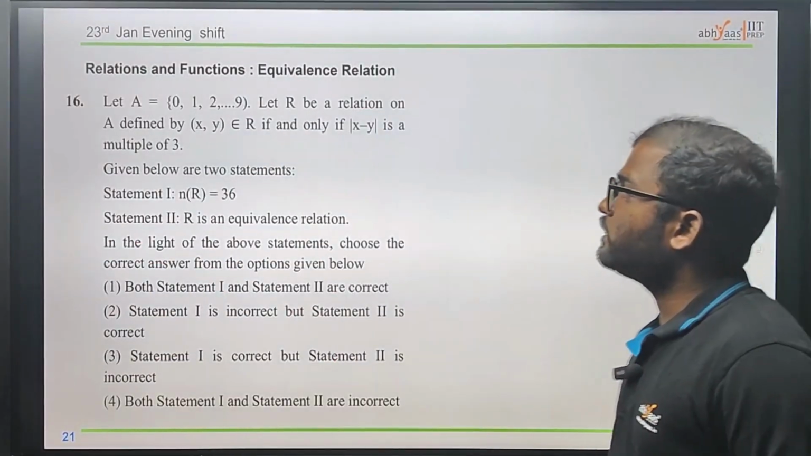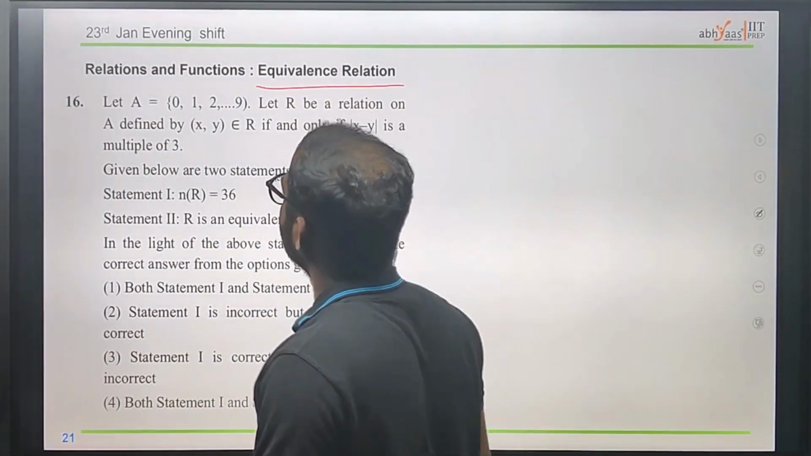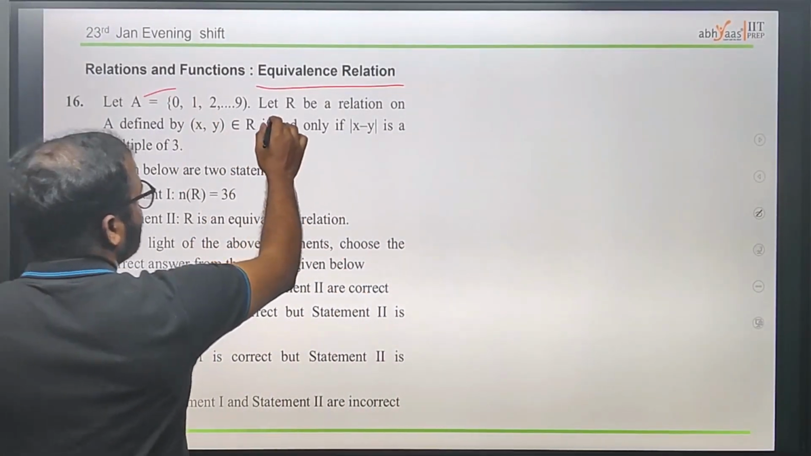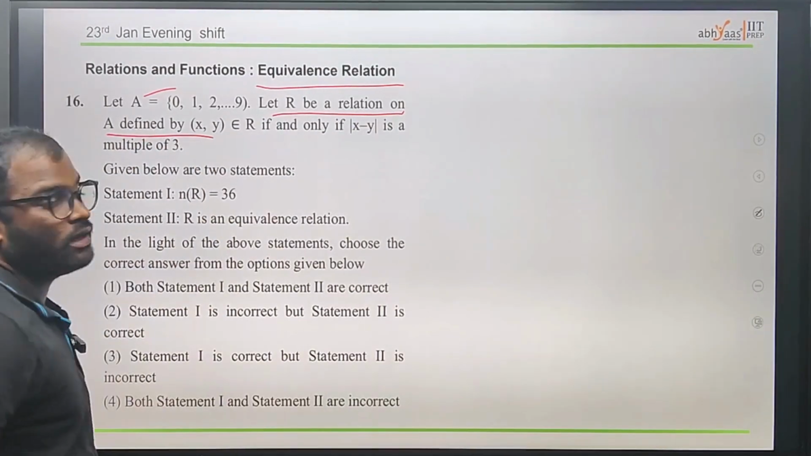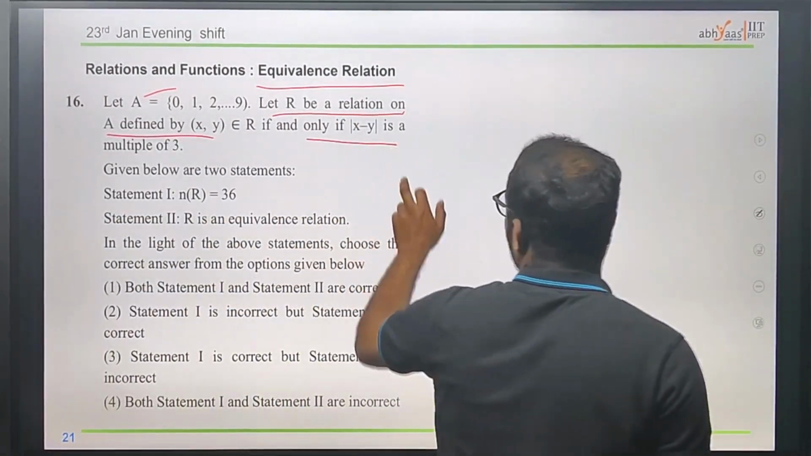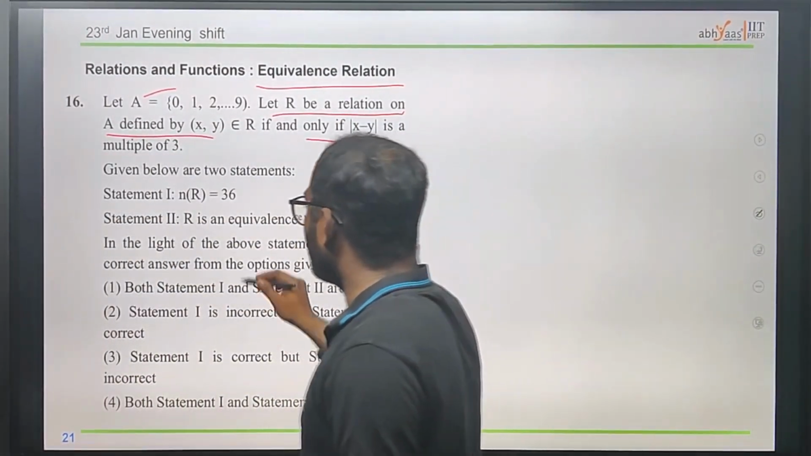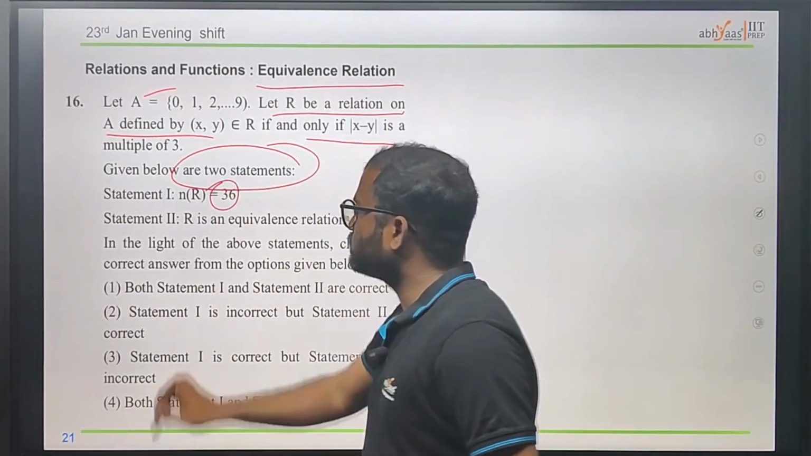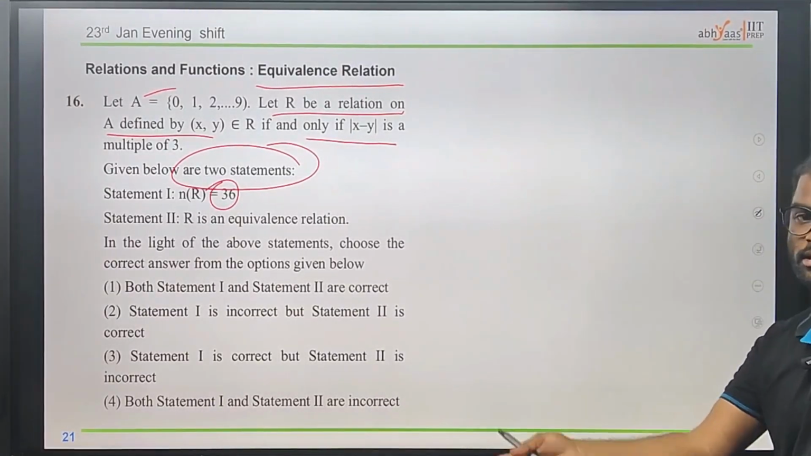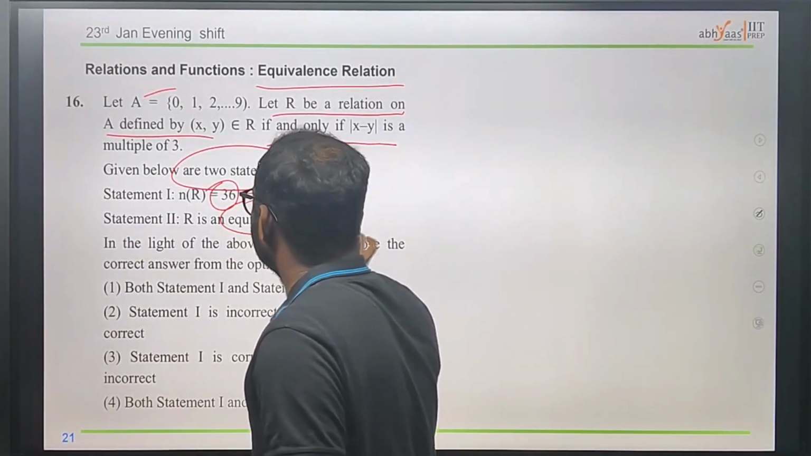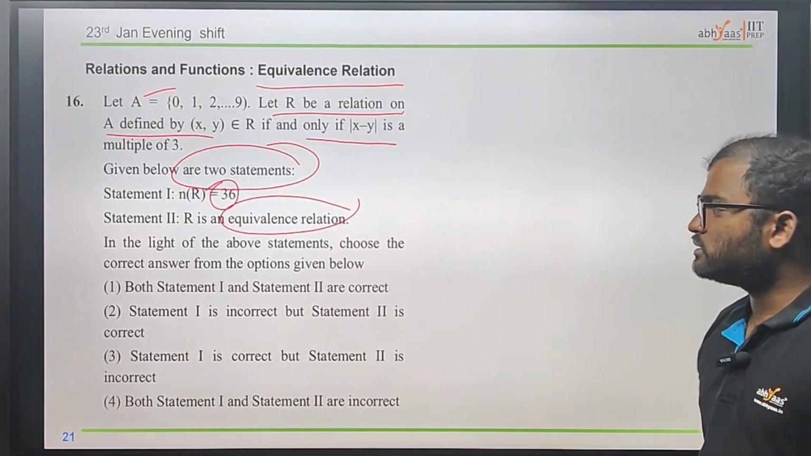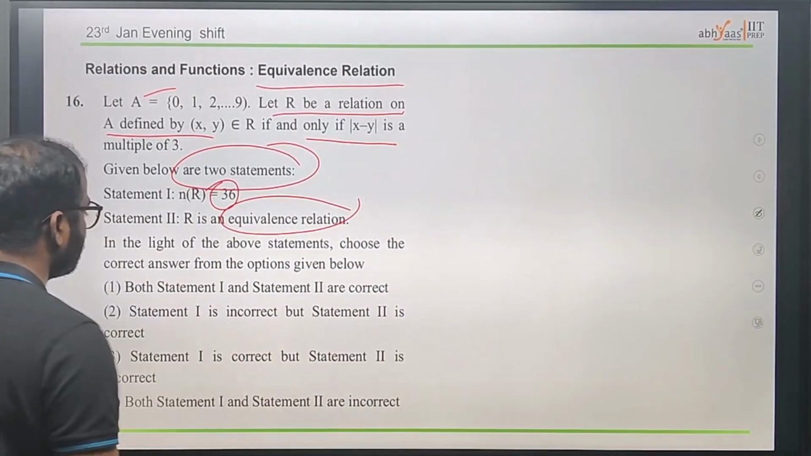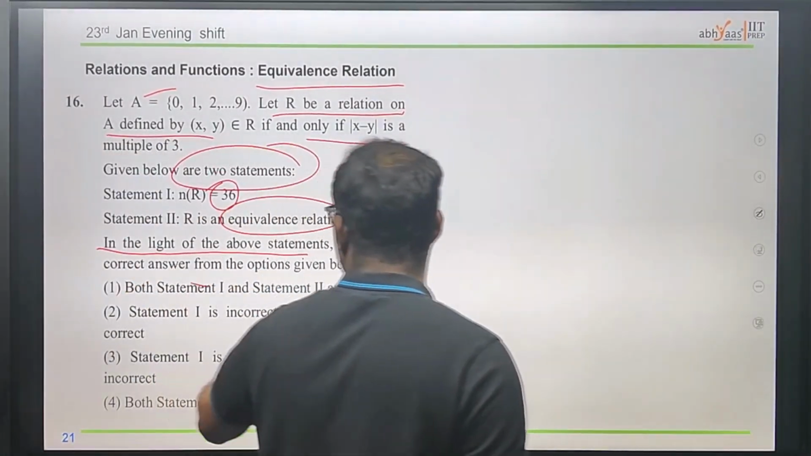Next, we have relations and functions, where we use equivalence relations. We have a relation on A defined by x comma y if and only if x minus y is a multiple of 3. Now, given below are 2 statements. Statement 1: the number of elements in the relation is 36. Statement 2: R is an equivalence relation. We need to check whether R has 36 elements or not, and whether R is an equivalence relation. In the light of the above statements, choose the correct option.